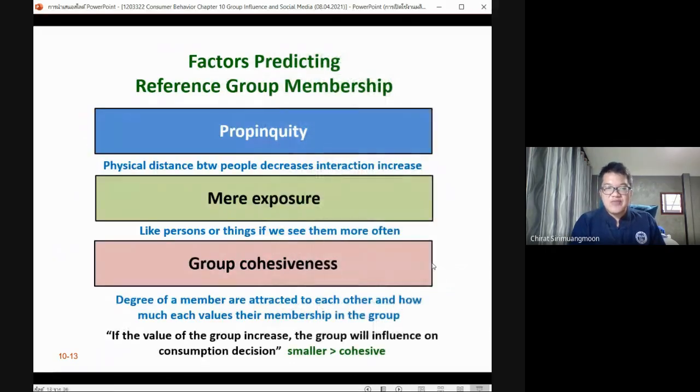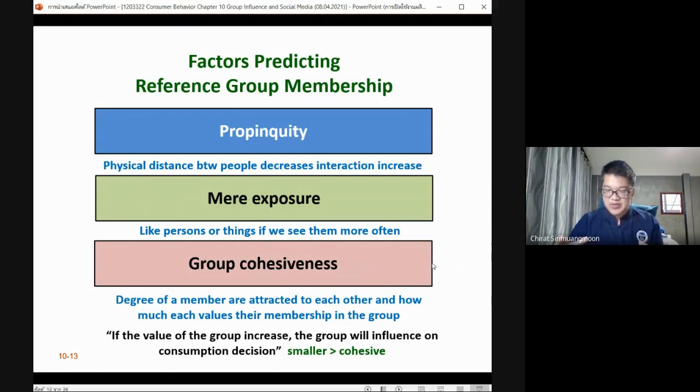So what is the factor that is used for predicting how they are going to be grouped together? In other terms, what is the point that you need to be concerned with for reference group membership? The first one is propinquity. Propinquity describes the distance between people in a group, which means if the physical distance between people decreases, interaction increases.